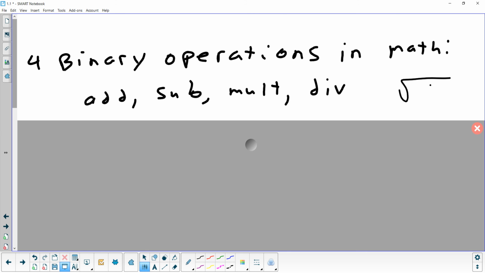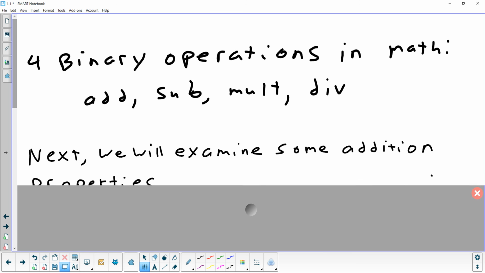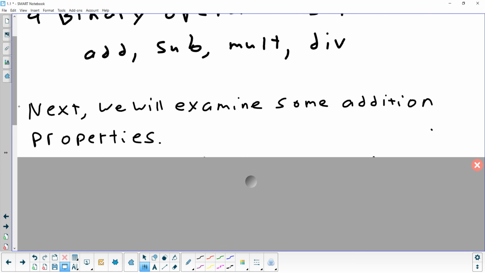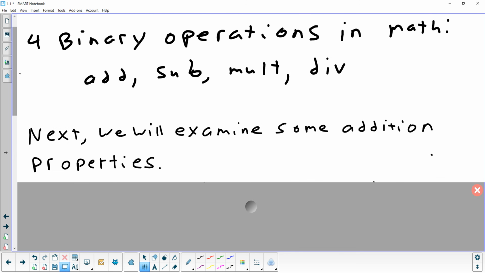Compared to an operation like this, square root doesn't take 2 numbers, it only takes 1. If you want me to do a square root, you only have to tell me 1 number. Okay, that's different. So we're going to look at some properties that involve some addition and some multiplication, and we're going to just write down some names. Okay, you've seen a lot of these properties, I think, before.